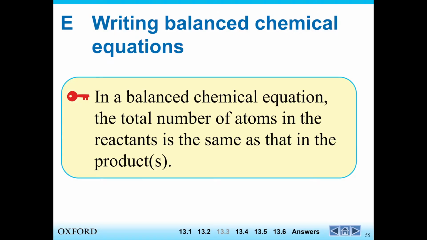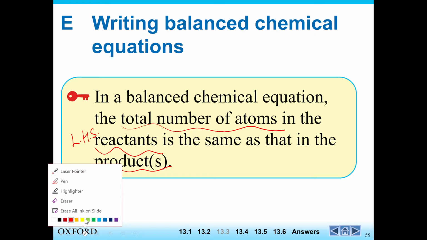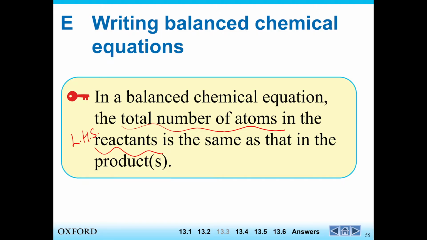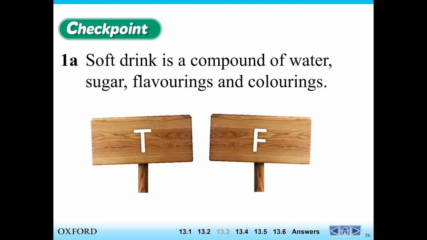In this video, we're going to wrap up this part of how we can balance chemical equations and do some summary questions. So let us recall, to balance a chemical equation, the total number of atoms in the reactant side should be the same as that in the product side. The reactant side is the left-hand side of the arrow, and the product side is the right-hand side of the arrow, or right-hand side of the equation. And the total number of atoms should match from the left and right. So let us do some checkpoint questions of this whole topic.